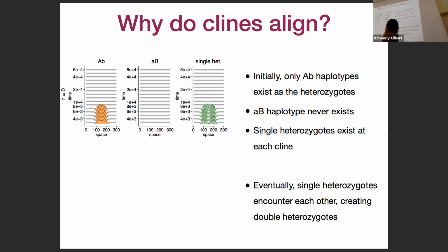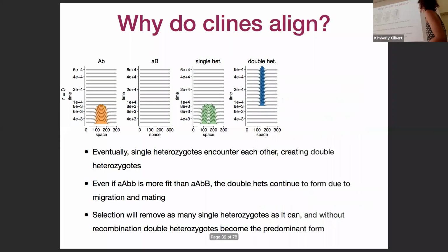You can see there's two peaks, and as we go further in time, they get closer to each other, and this middle spot comes up, and we have an increase in single heterozygotes as the clines are coming closer together. So single heterozygotes exist at each cline. As the clines move towards each other, they form one area. And eventually they're going to create double heterozygotes as they approach each other. And so then we see double heterozygotes taking over, and there's really no more single heterozygotes left. In this case, it's because there is no recombination that we don't have the single heterozygotes anymore.